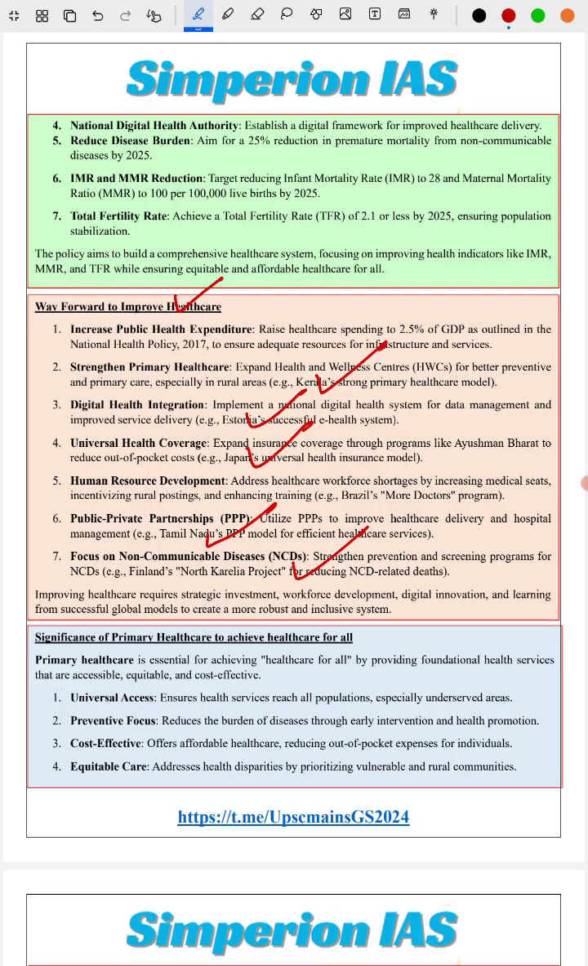UPSC is usually about writing answers in 150 or 250 words. So you need crisp content so that you can read and recall it very easily. Simperion IAS is exactly doing that. We cover only the topics and themes that are relevant for UPSC. What is guiding us in making this is the 43 years of PYQs.